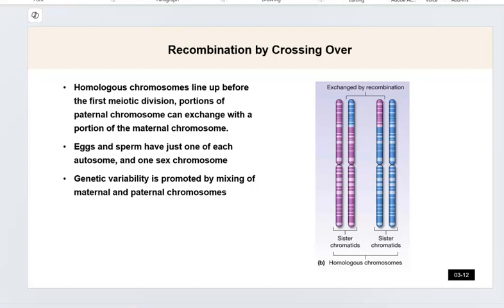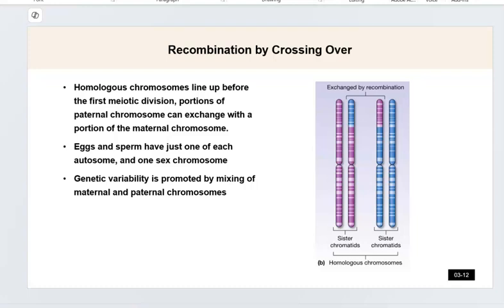So the homologous chromosomes line up before the first meiotic division, and portions of the paternal chromosomes can exchange with a portion of the maternal chromosome. So we have this crossover. The egg and sperm have just one of each autosome and one sex chromosome. So genetic variability is promoted by mixing of maternal and paternal chromosomes.